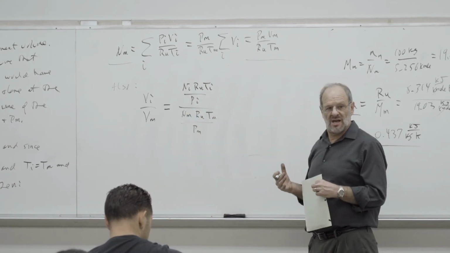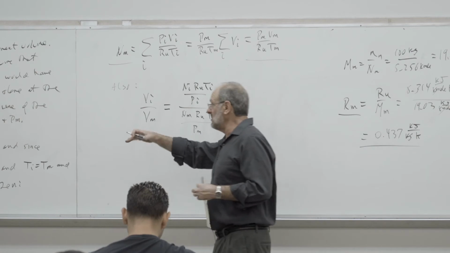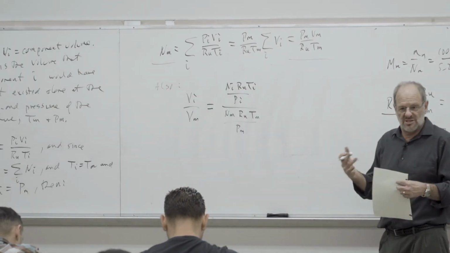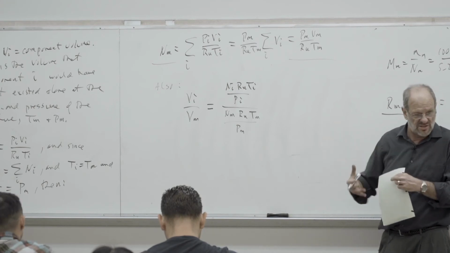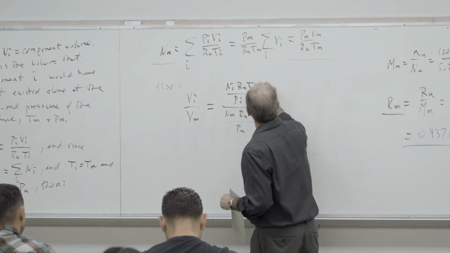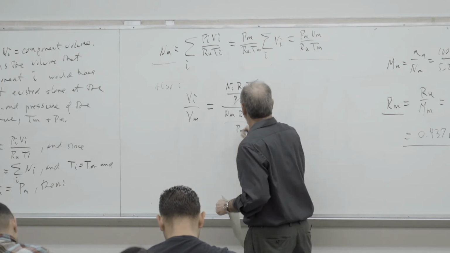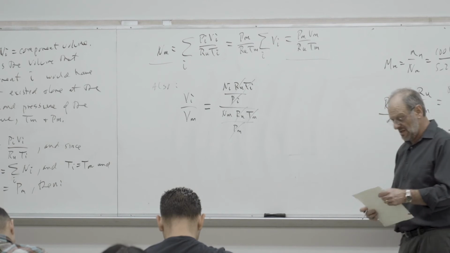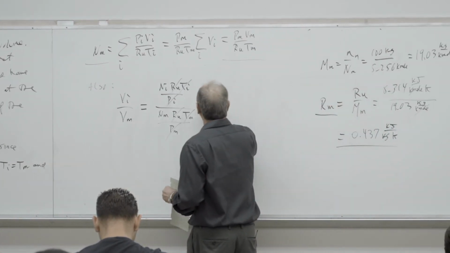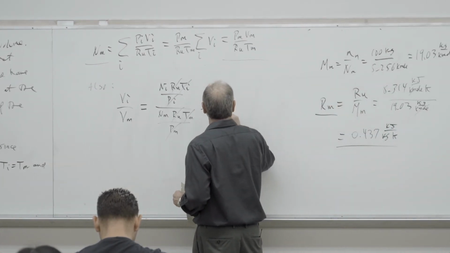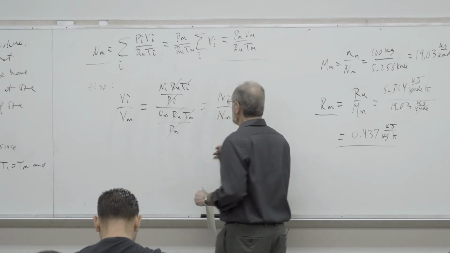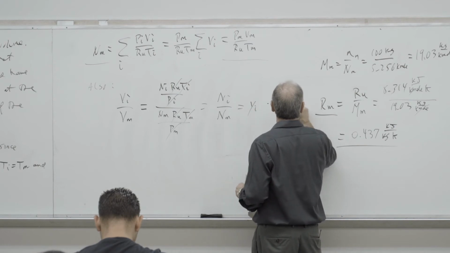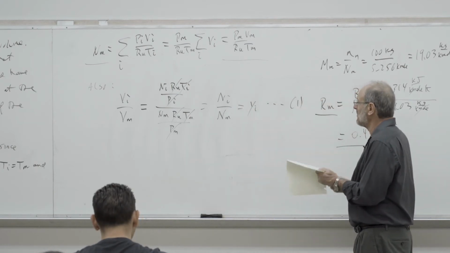But again, let's recognize that according to what we're covering in Amagat's law, the temperature of each component is the same as that of the mixture. The pressure of the component is the same as the mixture. So basically, Ti and Tm cancel, Pi and Pm cancel. Of course, the gas constant is going to cancel. So we simply end up with Ni over Nm, which of course is just our mole fraction, right? So this equals Yi. Now this equation I'm going to call equation 1 because I'm going to refer to it later.